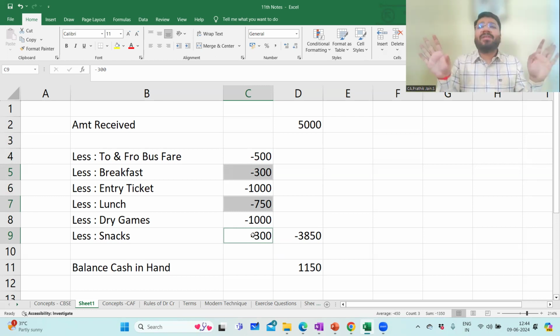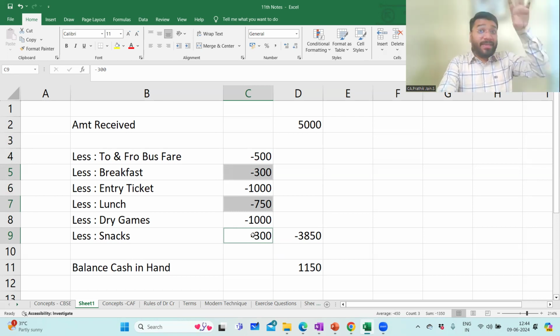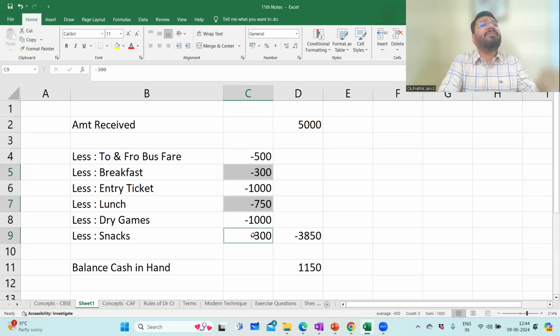So in simple language, what is accounting? Accounting means to count. The technical meaning is something else. The book definition of accounting is something else, which I'll be discussing in the upcoming classes. But today we are trying to learn this in a very simple language. What is the meaning of accounting? Accounting means something we have to count while doing the accounts. So accounting means to count. In a very simple language, I've tried to explain this.